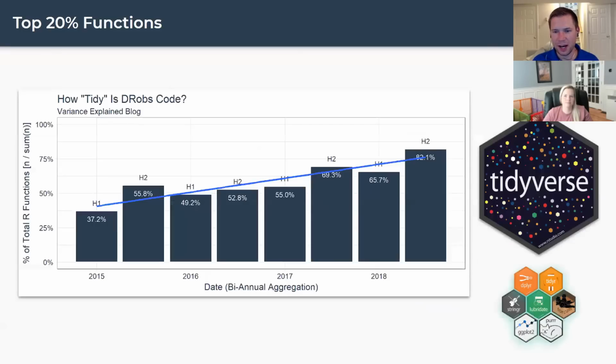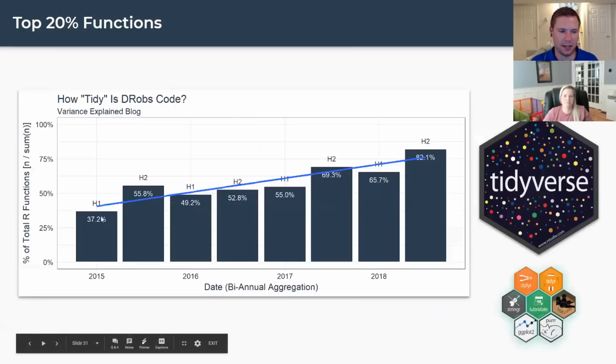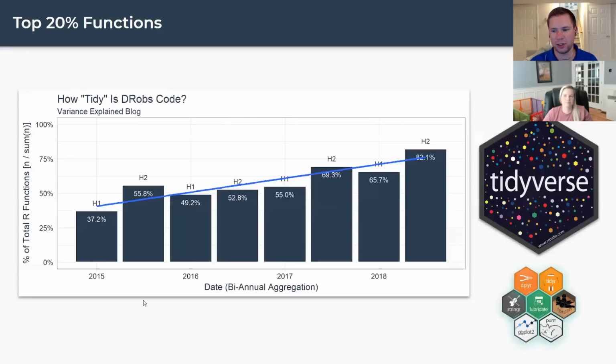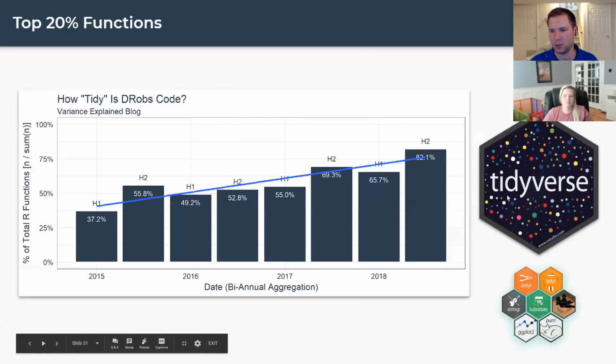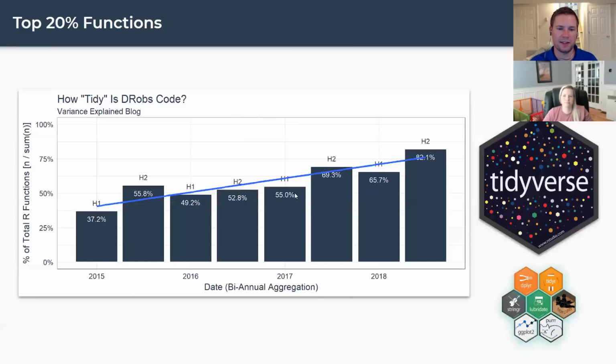So one of the analyses that I did was, okay, over time, because each of his blog articles had a timestamp, I could lump them all into halves of the year. So at the beginning of 2015, I analyzed his code, and he was using about 37% of functions that were from these packages here, which is called the Tidyverse. And then what I saw, though, is as he was blogging more and more, he started to use the Tidyverse more and more.